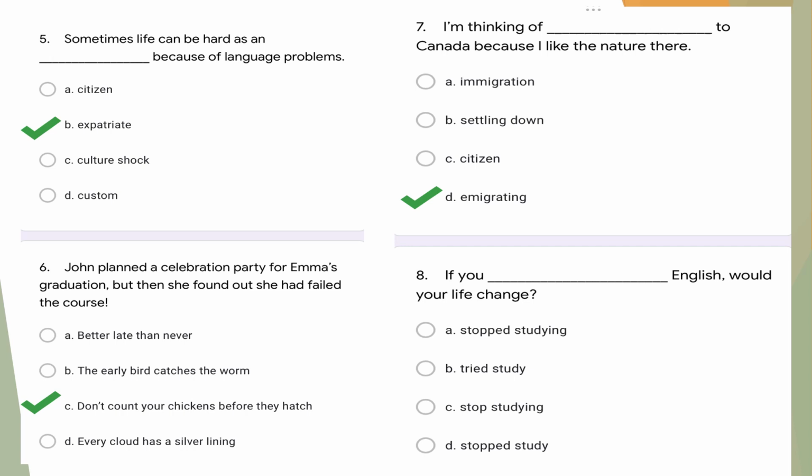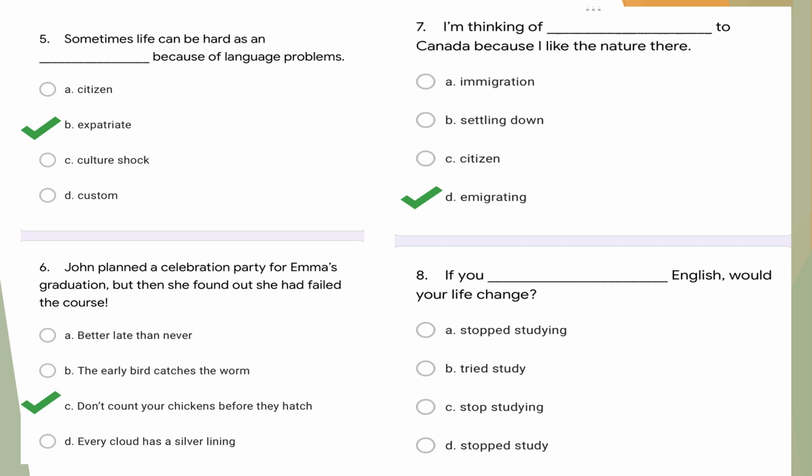So it cannot be C because C says stop. It must be A, B, or D. Stopped, tried, or stopped again. Let's try each one. If you stopped studying English, would your life change? That's okay. If you tried study English, that doesn't work because with try, you need try to. So that would have to be if you tried to study English. So B doesn't work. What about D?